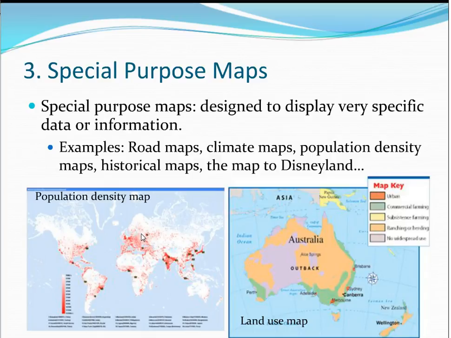So here we see the population density map on one side. And where the red colors are more dense, you know that the population is higher there and more clustered together. And then you see the land use map of Australia. And the map key tells us that it shows us how land is used in Australia. What part of Australia is comprised of urban land use, commercial farming, subsistence farming, ranching or herding, and what parts might really have no widespread use. So, special purpose maps are very specific.